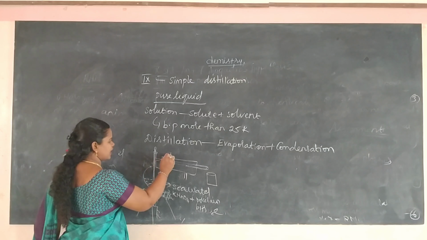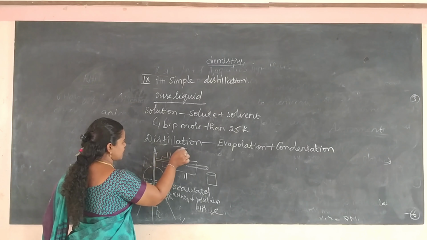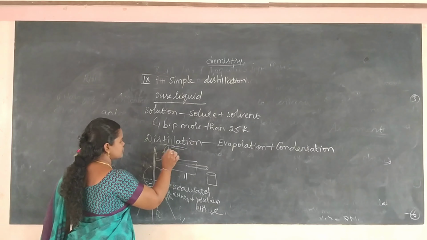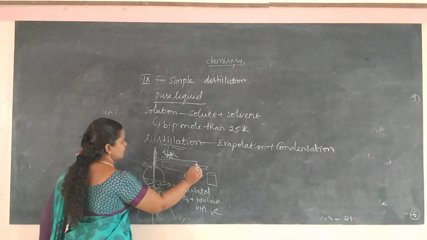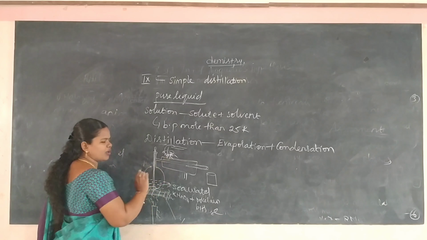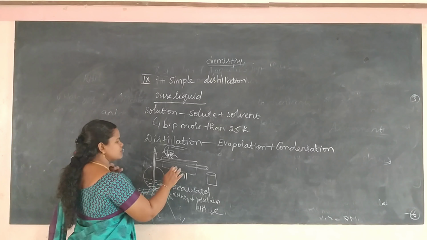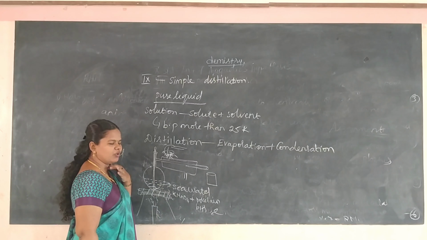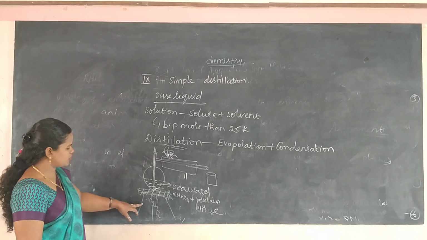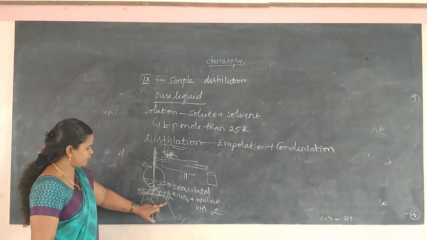The inlet is connected to a tap in which water will be flowing. This tube and this tube won't have any connection. This is the outer tube and this is the inner tube. So this is the setup. First you have to place a burner, then the tripod stand.